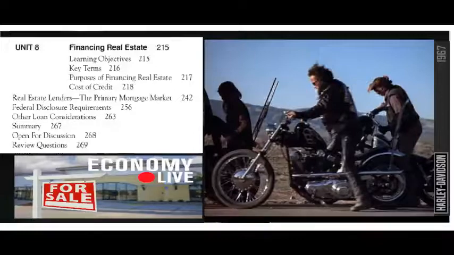Unit 8, Financing Real Estate. Review Questions. 1. A $450,000 house can be purchased with a $90,000 down payment using the principle of A. Borrowed funds. B. Leveraging. C. Partial financing. D. Home equity.